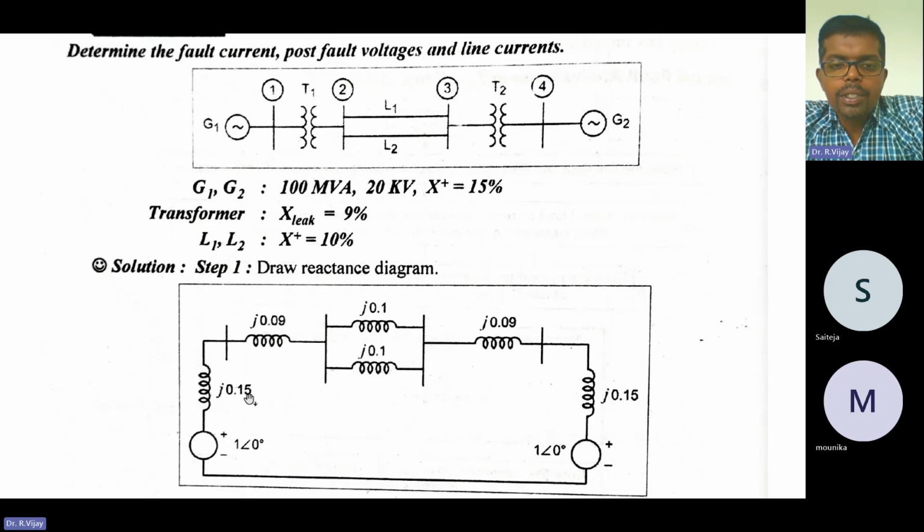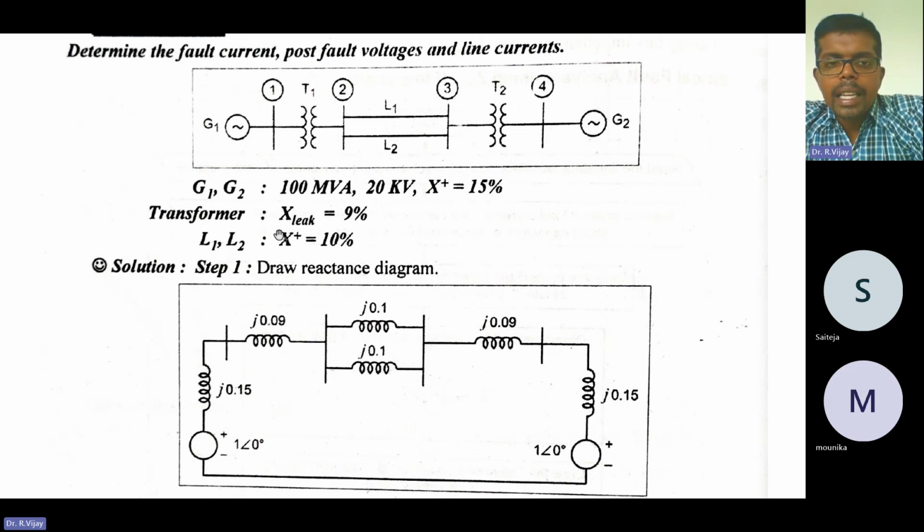and the leakage reactance of the generator is J into 0.15, and the transformer 1 is J into 0.09. So that leakage reactance we are taking for the transformer. After that, two lines are there, line 1 and line 2, having leakage reactance of 10%, that is J into 0.1, and here also J into 0.1. How does 10 become 0.1? It is a percentage divided by 100, so you get 0.1 J.